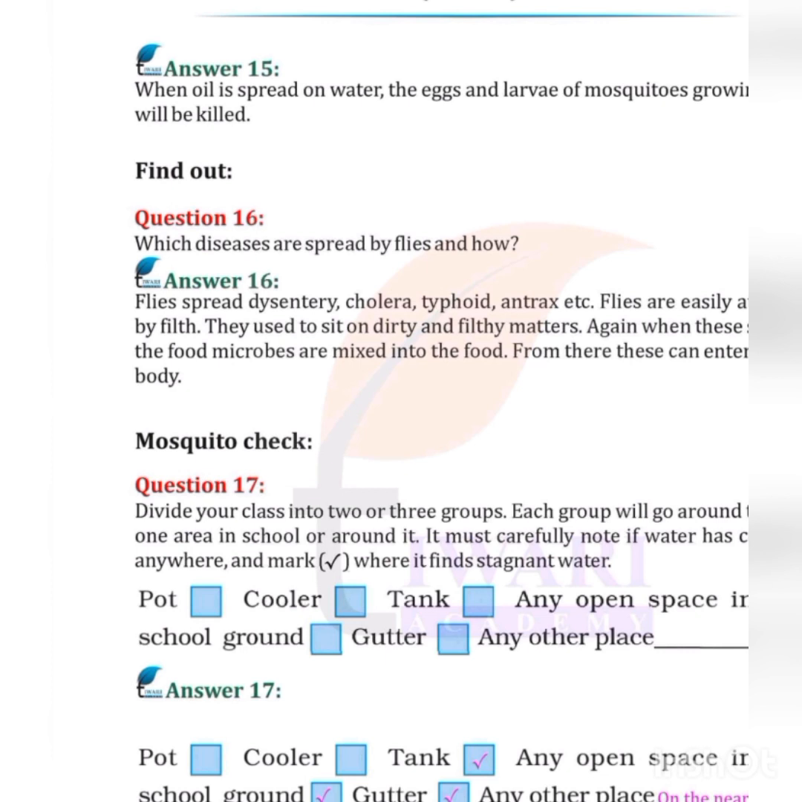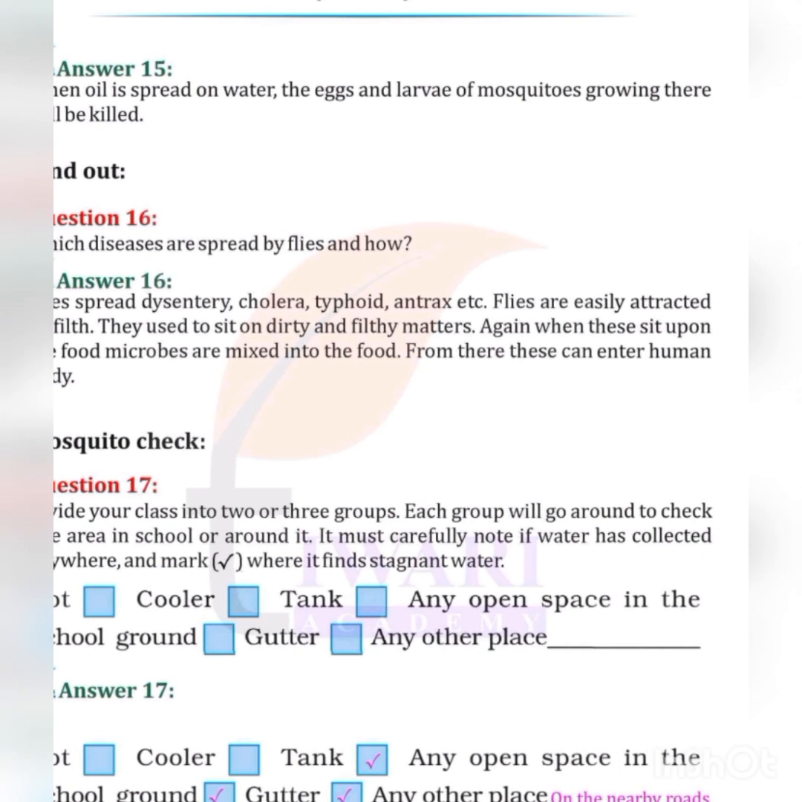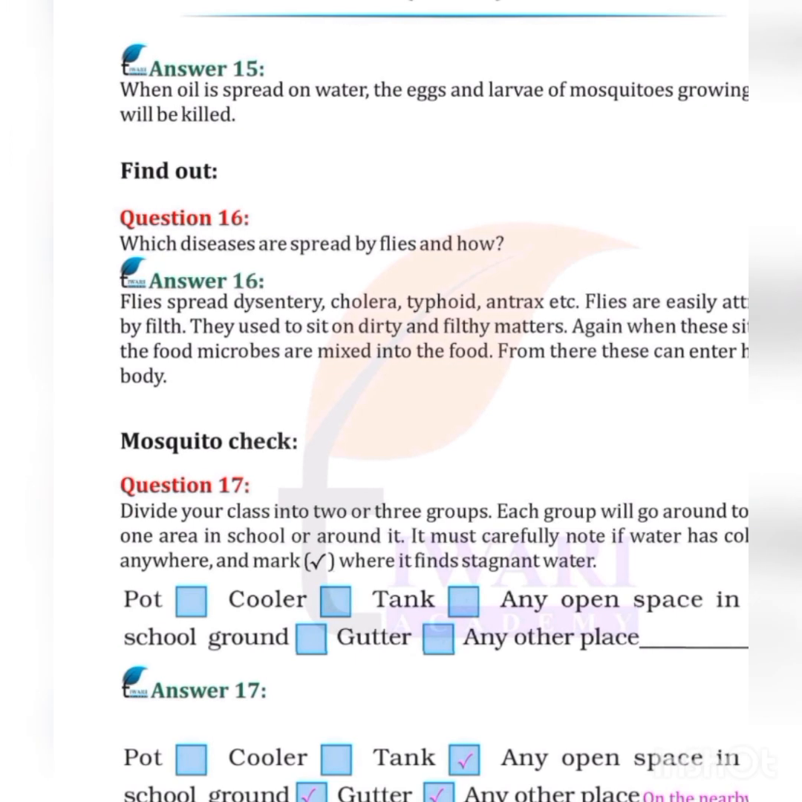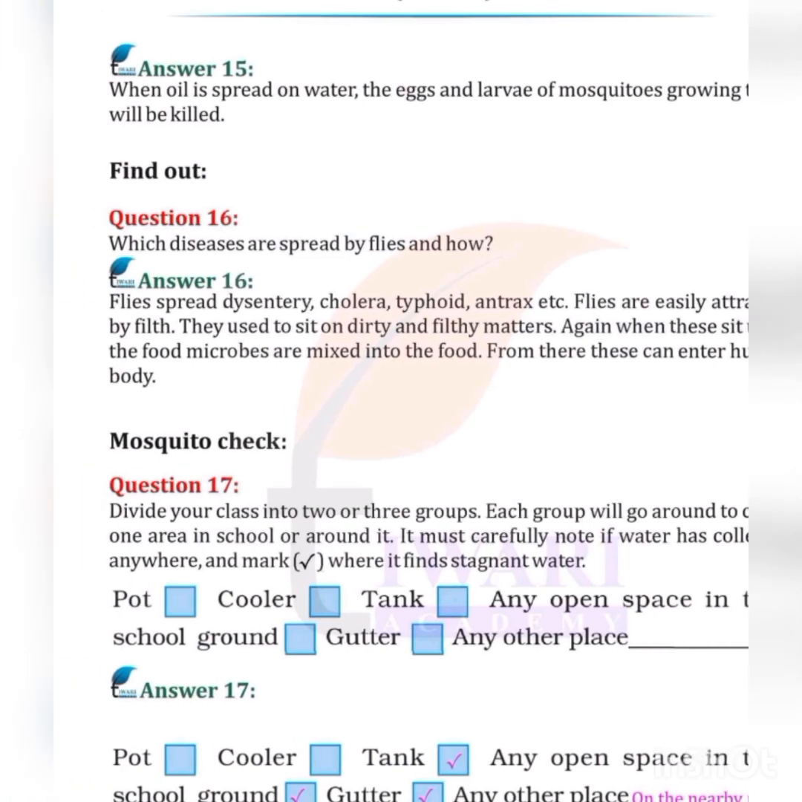Which diseases are spread by flies and how? Flies spread dysentery, cholera, typhoid, anthrax, etc. Flies are easily attracted by filth. They used to sit on dirty and filthy matter. Again, when they sit upon the food, microbes are mixed into the food. From there, these can enter the human body.